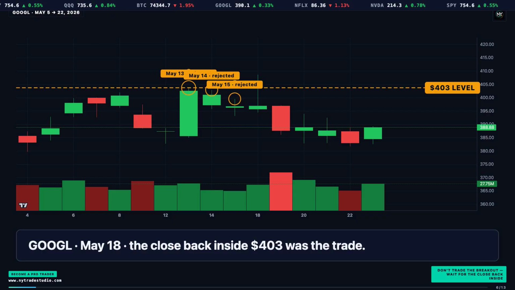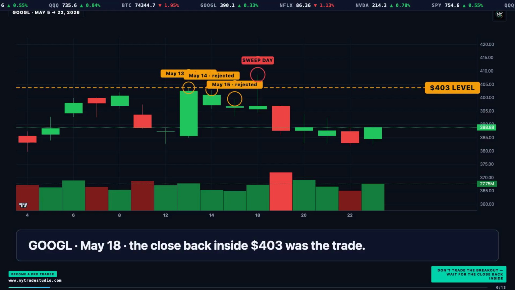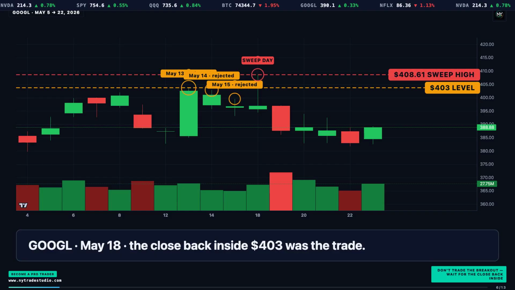Every algorithm watching this stock now knows 403 is the level. Every retail trader watching this stock now knows if it breaks 403, it is going higher. So they put their stops just above it. Then comes May 18th, the trap day. Google opens at 395, rallies all morning, breaks above $403 by mid-afternoon. Pushes higher, 404, 405, 406. Stops are firing everywhere. Peaks at $408.61. Every stop loss above 403 is now triggered. Forced buys flooding the tape.